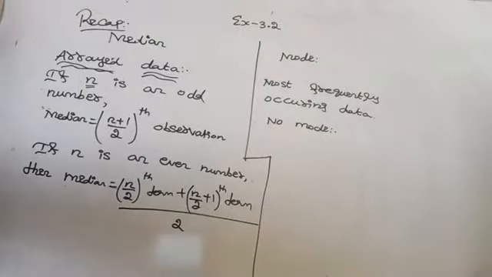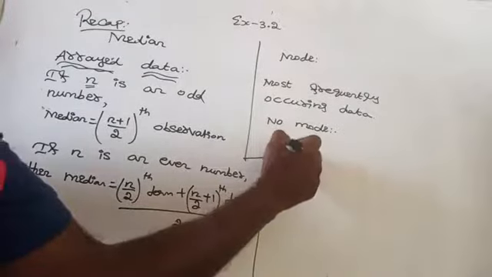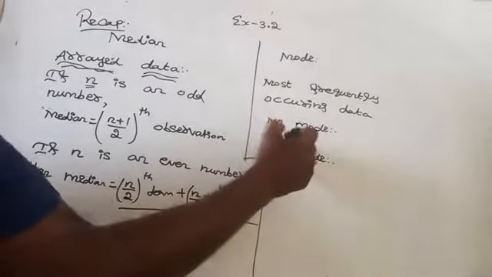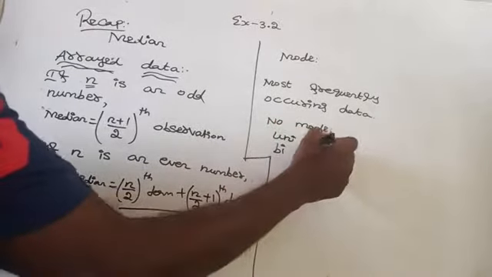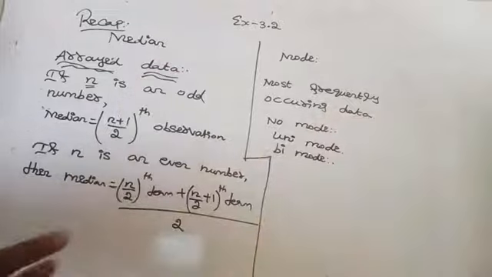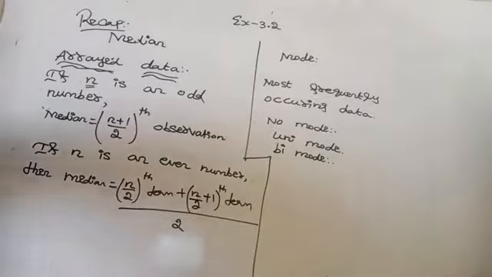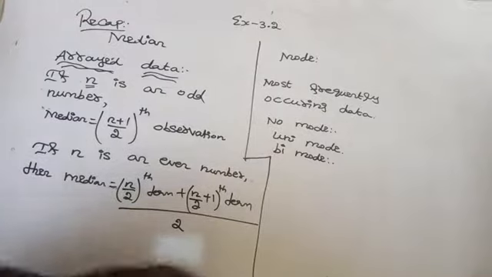And if one or more observations occur the maximum number of times, then there will be two modes. That is called what? Bimode. If only one observation occurs the maximum number of times, then it is unimode. Uni means single, bi means two. So the mode can be two or more observations. Are you getting here? Now we will move to the exercise.